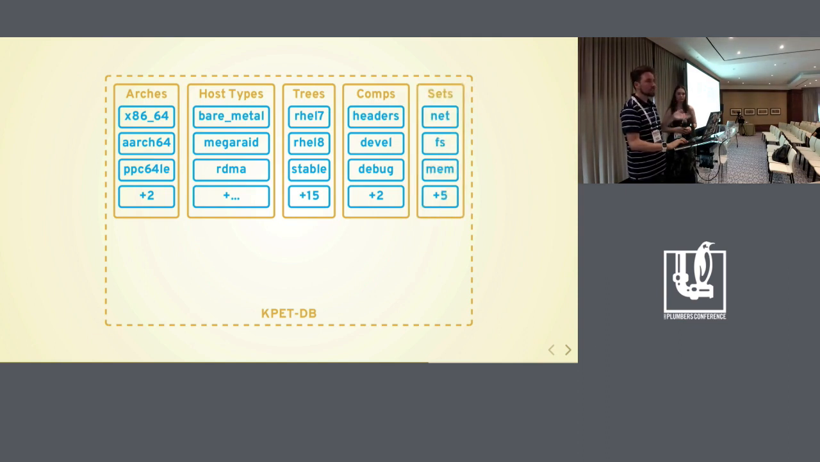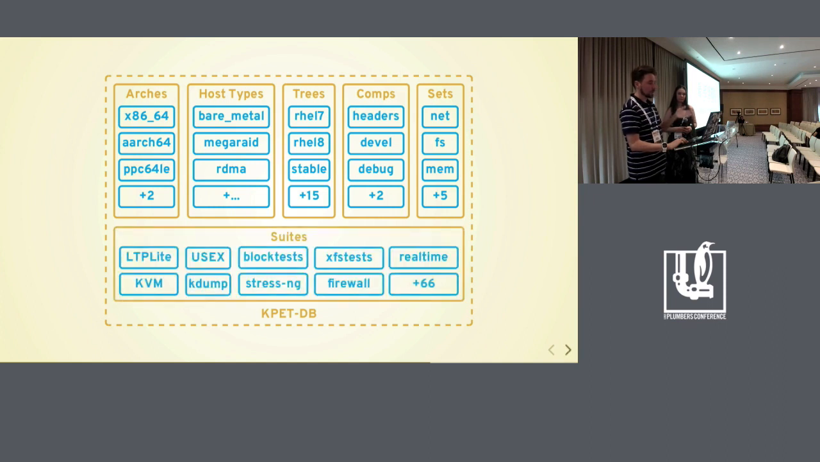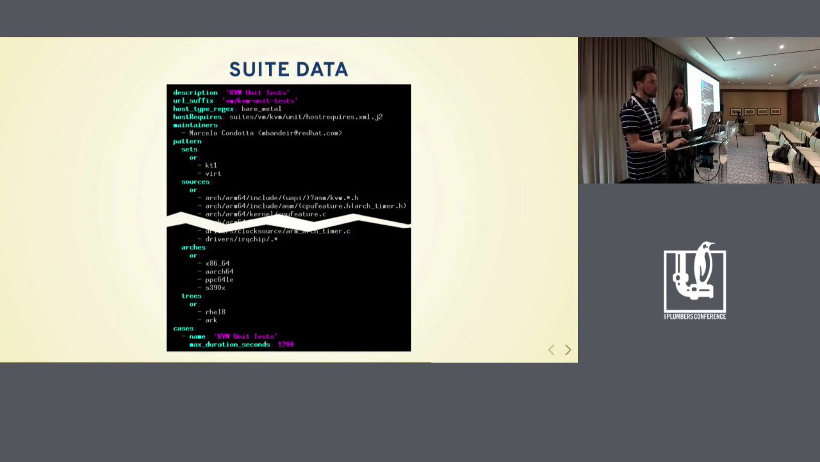Finally, we of course have the test sets. For example, we need to run the network tests on this build, or the developer makes a build and says, okay, run the network tests, and this is how we specify which tests concern network. Finally, we have the suite information. There are about 75 test suites which are run for upstream right now. Some of them are very small, and some of them are like LTP Lite or POSIX or KVM tests. And an example of suite data.